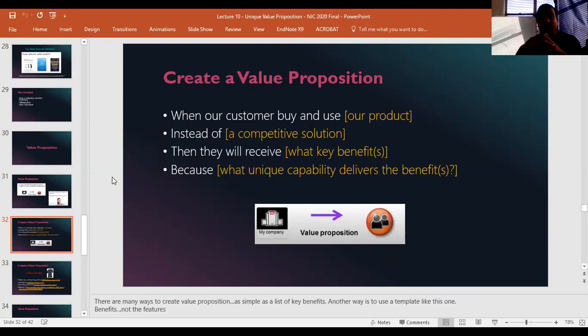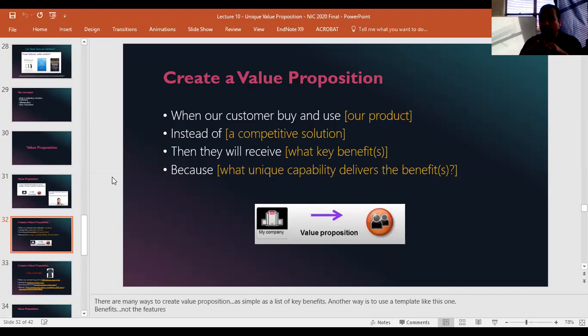There are many ways to create a value proposition. One is as simple as a list of key benefits. If you're just listing down all the benefits, you could claim that this is the value proposition we have. But there is another way.